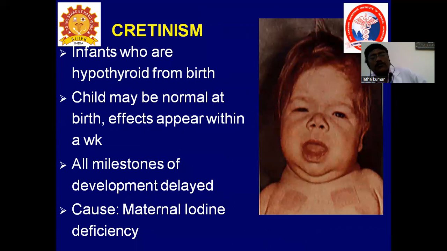Cretinism. This will happen in infants with hypothyroidism, or if the infants have less thyroid hormone, the condition is called cretinism. The child may be normal at birth. Effects appear within a week. All the milestones of development are delayed, caused by maternal iodine deficiency.